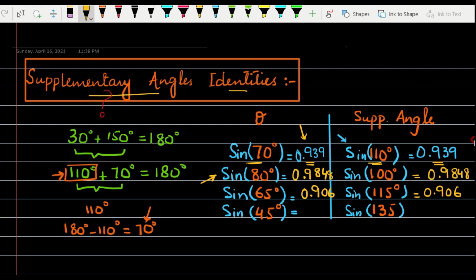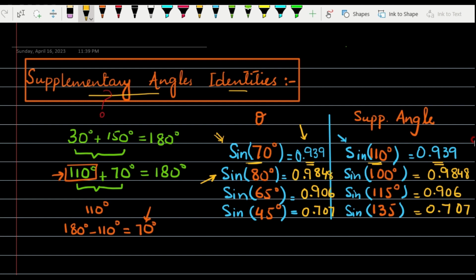And what about sine 45? Sine 45 is giving us the answer 0.707, and what about sine 135? It's giving us the same answer, 0.707. Okay, so it means the sine of supplementary angles will be the same.